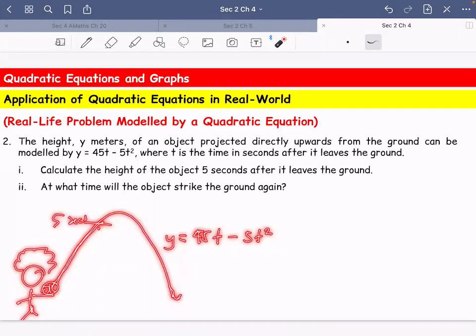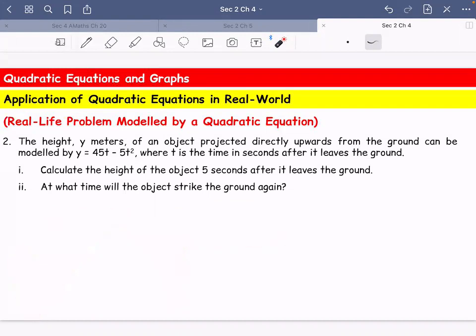Okay. So how can we compute for the height of the ball after 5 seconds? Obviously, we need to use the equation given. Okay. So what do you think is the answer here? All right, let's solve that now. Okay. So for number 1, we calculate the height of the object after 5 seconds, right?